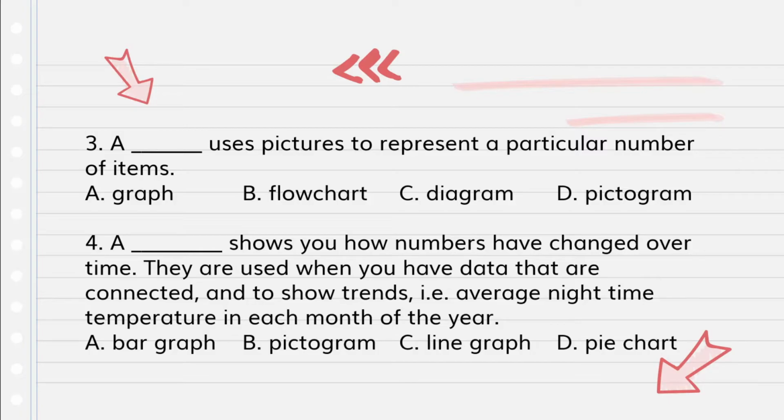4. A blank shows you how numbers have changed over time. They are used when you have data that are connected and to show trends. Example, average nighttime temperature in each month of the year. Is it A, bar graph, B, pictogram, C, line graph, or D, pie chart?